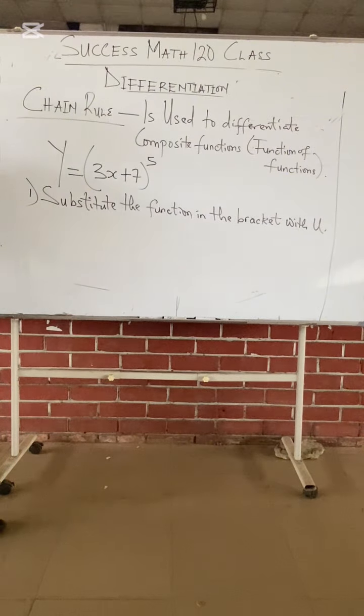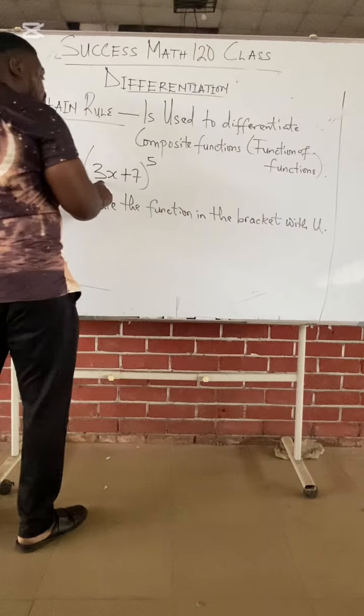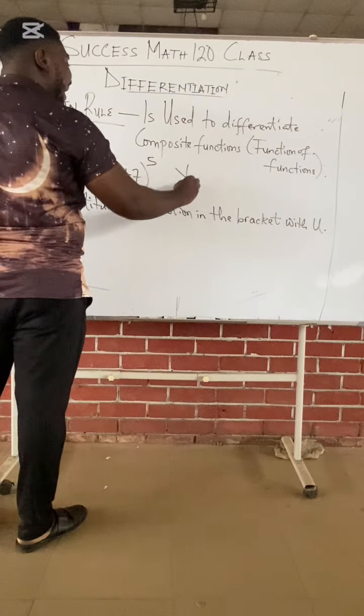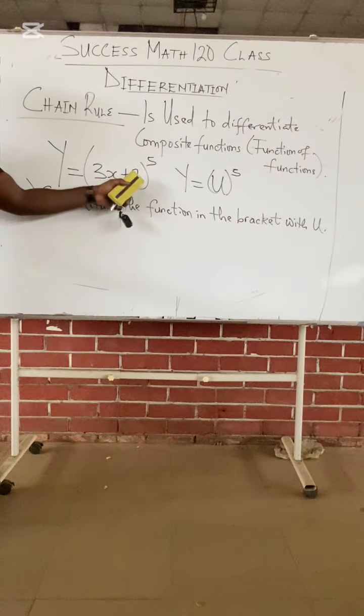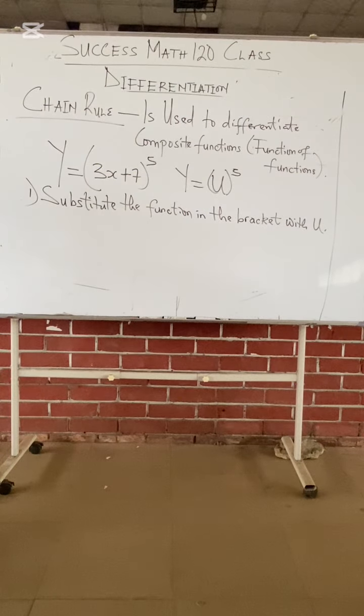Substitute the function in the bracket with what? So instead of y equals 3x plus 7 raised to power 5, it's now y equals u raised to power 5. I've replaced everything inside the bracket with u. That's step 1.